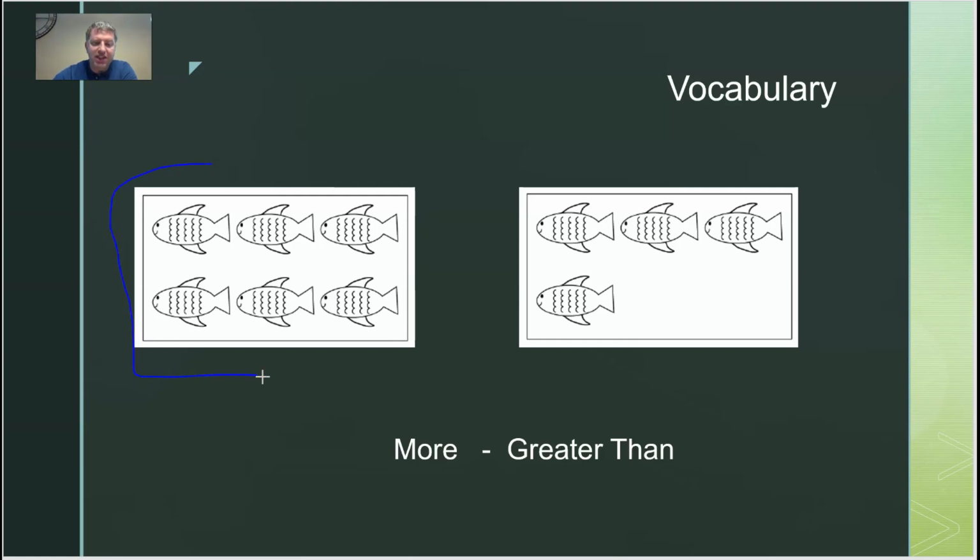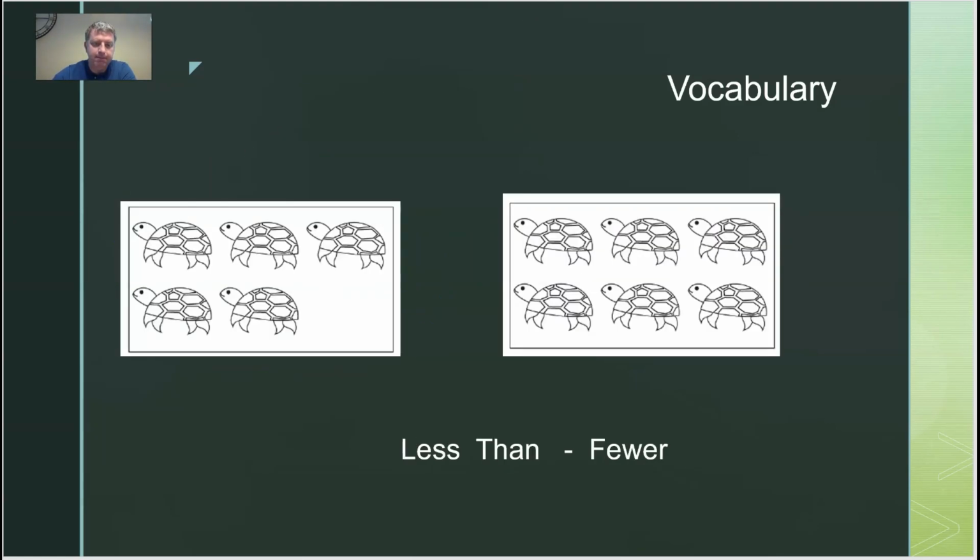The card with 6 on it is greater than the card that has 4. Because 6 is a bigger number than 4, we would say that number is more or greater than. Okay? All right, which card of turtles has less than or fewer? Less means a smaller amount or not many, right? So which card of turtles shows less or fewer? This card of 5 turtles is fewer than the card of 6 turtles because it is a smaller number.